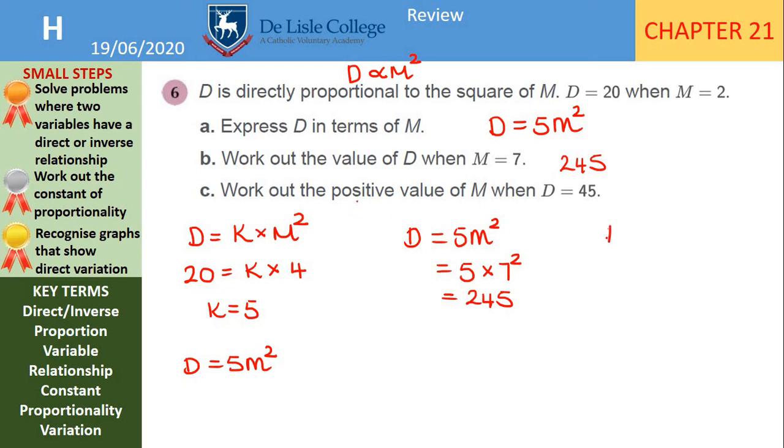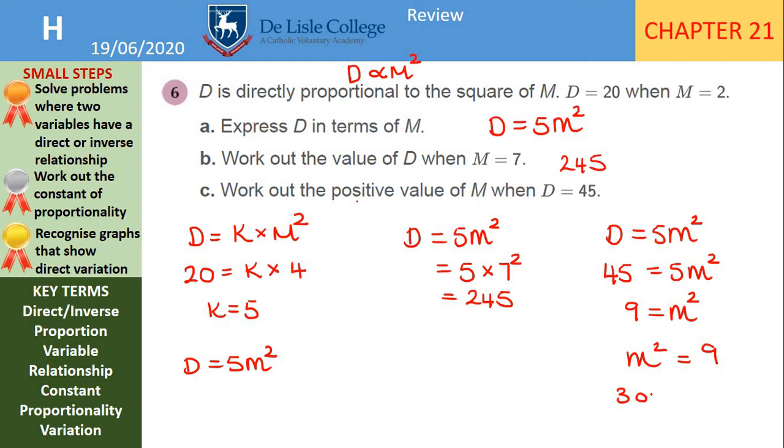Let's try. So we've got D equals 5m squared again. Work out the positive value of m when D equals 45. So I'm going to replace D with 45. So here if I divide by 5, I'll get that 9 is equal to m squared, or I can switch this round if you feel more comfortable. So yes, and now take the square root. So m is equal to either 3 or negative 3, but it wanted the positive value of m. So m equals 3.